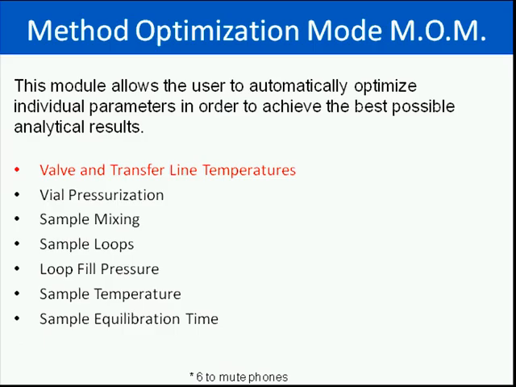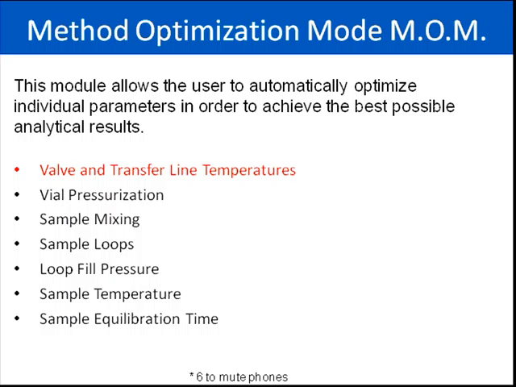In the HT3, we have what we call a method optimization mode, and it enables us to automatically change these parameters within the software. So this is what I was talking about earlier as far as method development. It used to be that we would have to put a sample in and run it at 65. Then we'd have to change our method and run it at 85 and change it again.